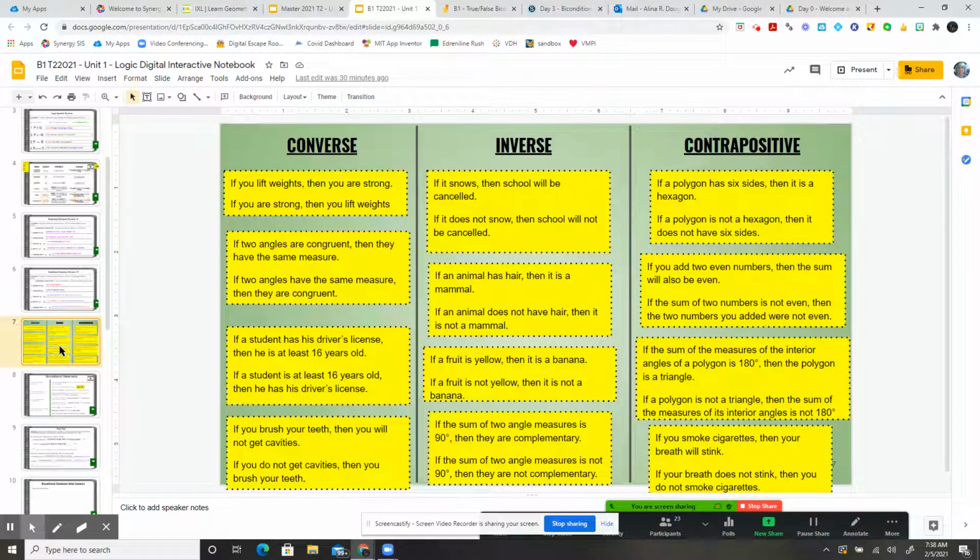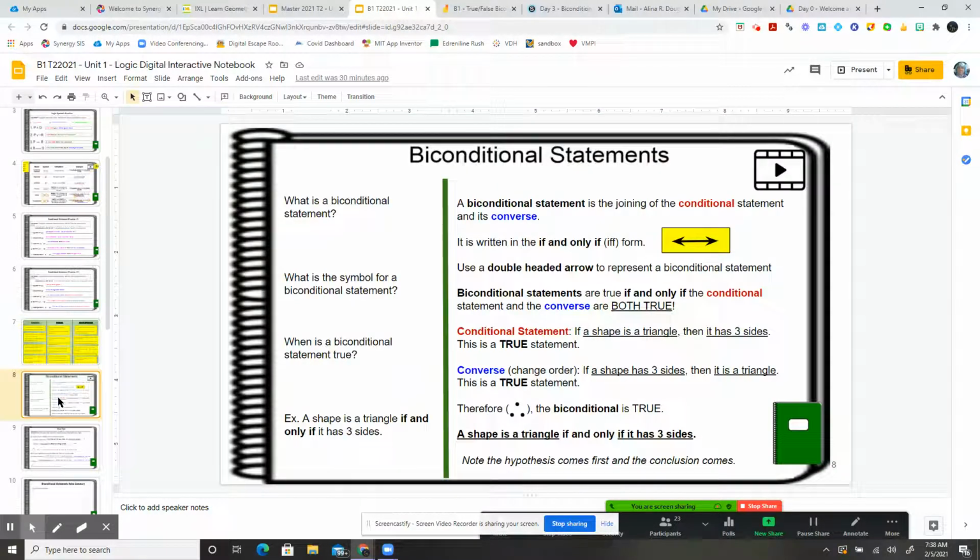So we sorted yesterday, converse, inverse, and contrapositive. Everybody seems like they've got that down. There is some IXL practice on that. So that's kind of your homework for the weekend and for Monday.